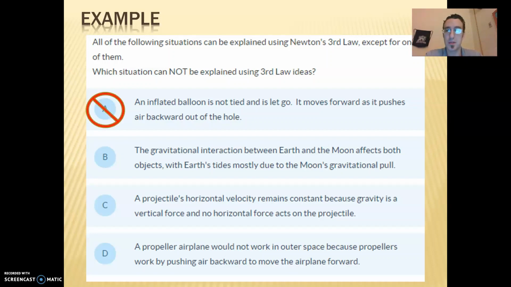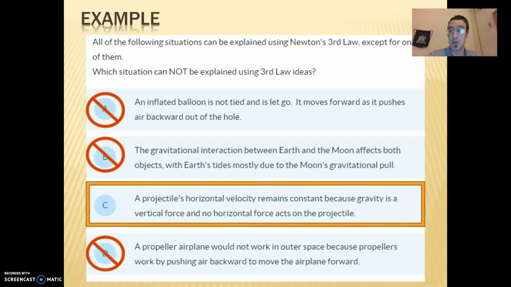Out of all these options, A can't be it. I mean, you have the balloon moving one way and pushing air out the other way. That's like equal and opposite forces. B can't be it because this does happen. This is what causes tides on Earth. The moon's gravity pulls on the Earth. The Earth's gravity keeps the moon in orbit. They work together. It can't be D because this is actually true. Propeller airplanes work by the propellers pushing air backwards, so the plane moves forwards.